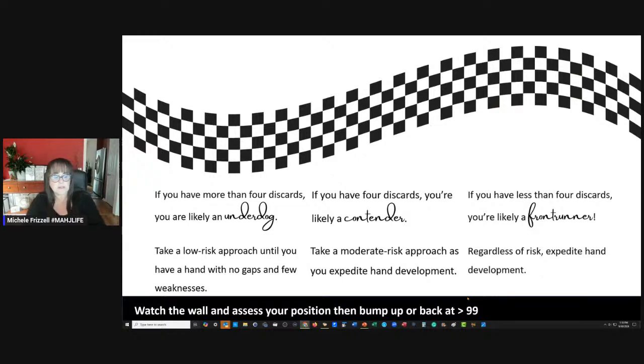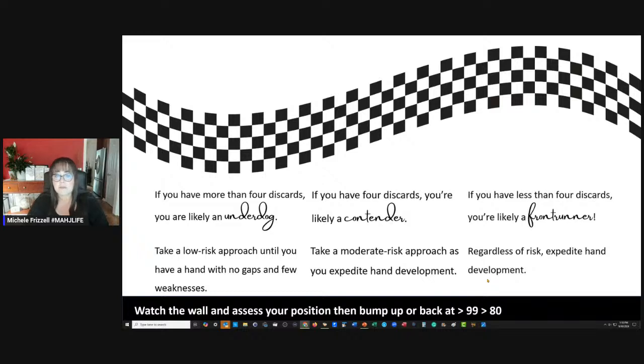Also, look at the note at the bottom of the screen here. Watch the wall and assess your position, then bump up or back. The first time you want to assess your position is right when East discards the first tile. So you want to assess your position at that point. There are going to be 99 tiles left.